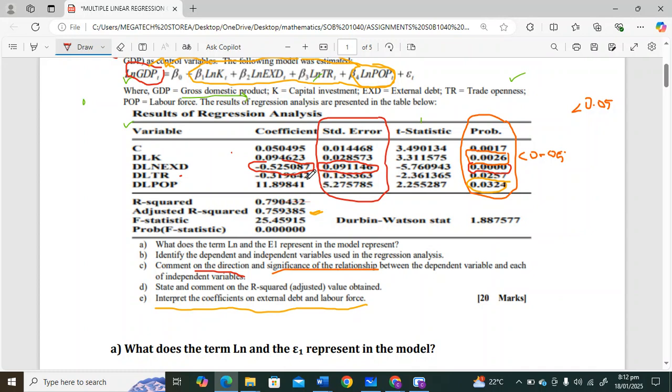With our labor force, if labor force increases by 1 unit or 1%, then GDP will increase by 11.89%. Now our standard error here is sizable, 5.275. So it means if you run this test again, you might get 16.89. You might get 11 minus 5, that is 7. You might get somewhere around 7.